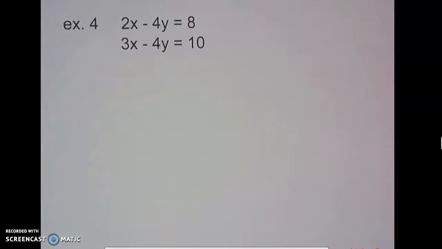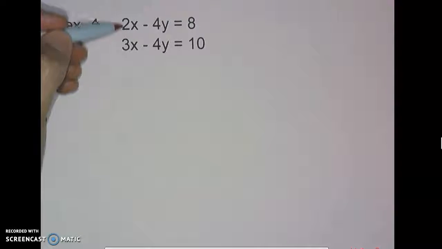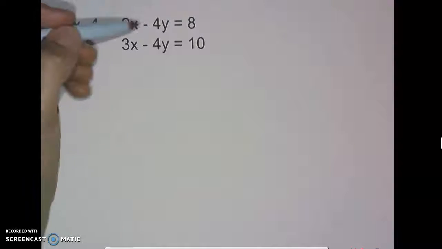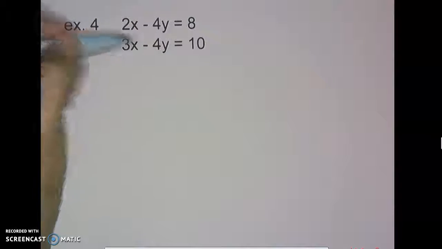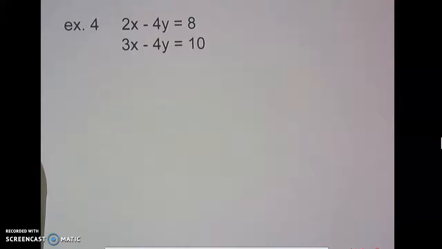So we have 2x minus 4y equals 8 and 3x minus 4y equals 10. And so we're looking first, is everything lined up? We're good there. Do we have the same coefficient, one positive, one negative, with a variable? So our x's don't even have the same number. So we're going to look at our y's. We have -4y and -4y. Are those opposites of each other? So no, they're the same number. So that means that we need to multiply one equation by a -1 to make them be opposites.